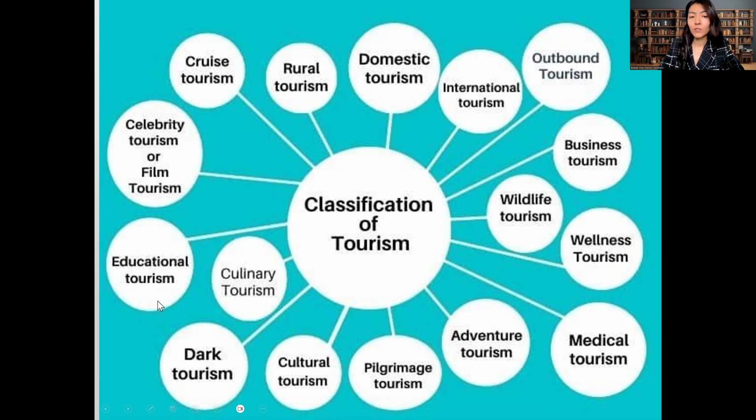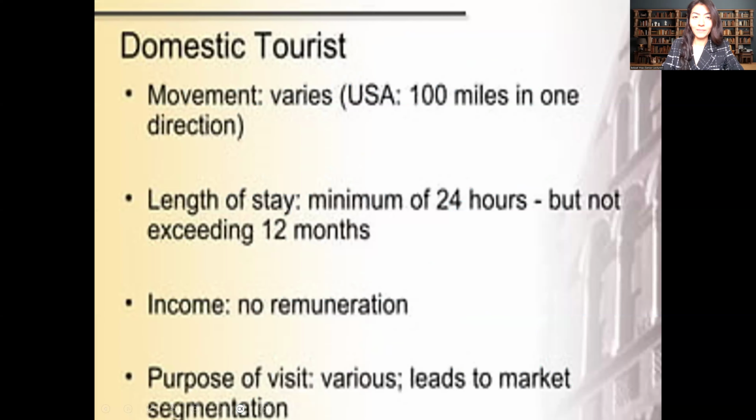And also dark tourism, one of the newest types of tourism. I will explain it properly in the following lectures. And also one of the biggest types of tourism is business tourism. Medical tourism is also one of the biggest.